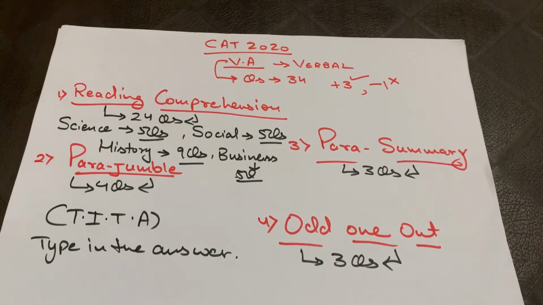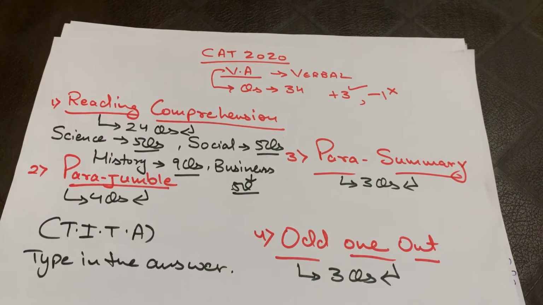And under odd one out, just like para jumbles, a few lines are given and they are jumbled, but you do not have to align them into a sequence. You have to find out the sentence that is not part of that jumbled paragraph. So comparatively it's easier than para jumble, but that's what exactly it is.